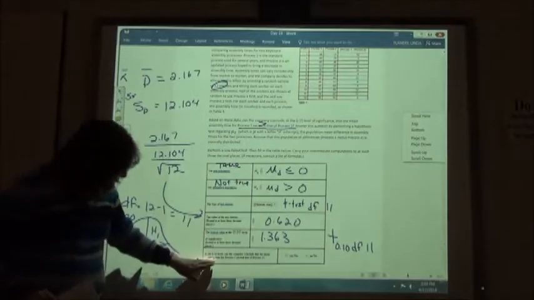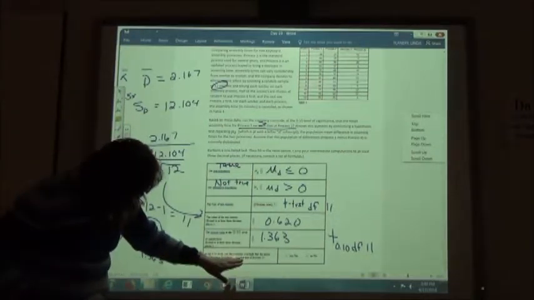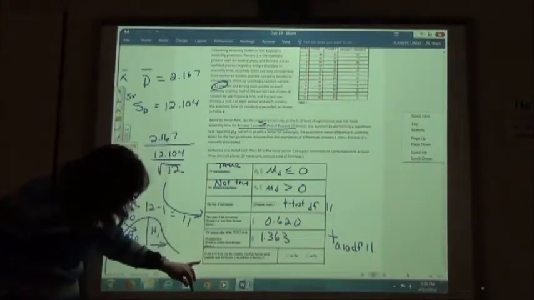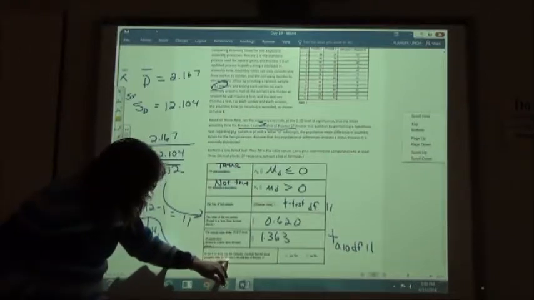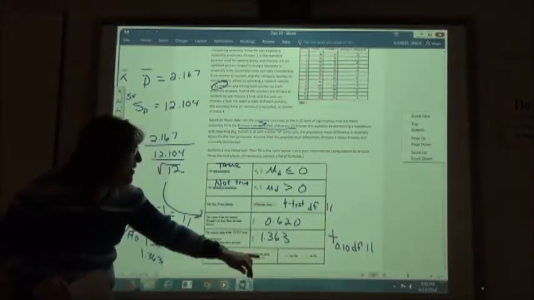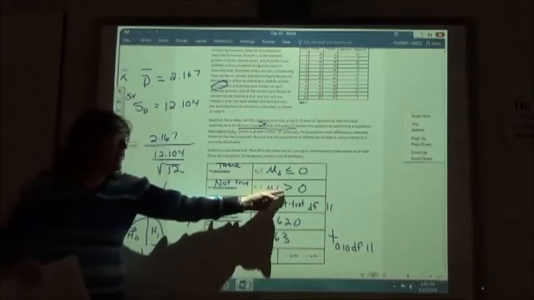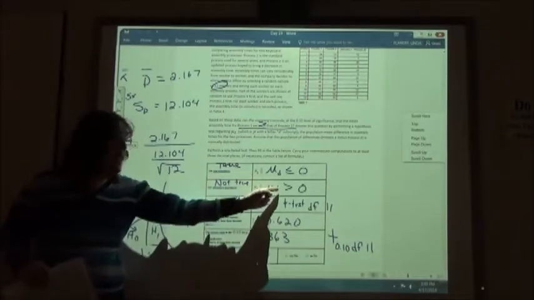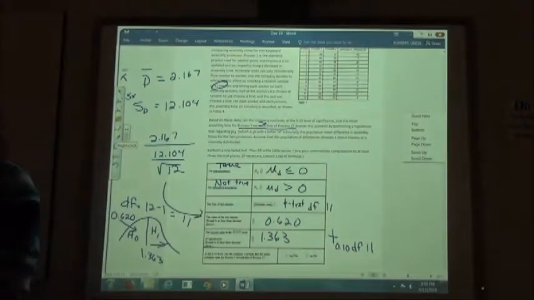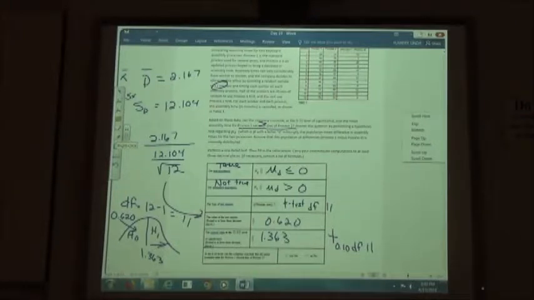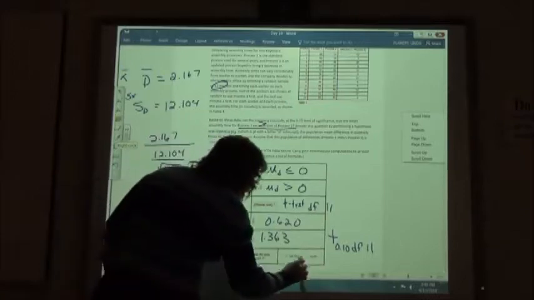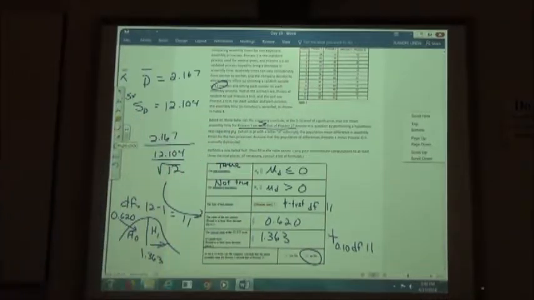So at a 0.1 level, can the company conclude that the mean assembly time for process 1 exceeds that of process 2? The exceed was the greater than. Can we say that's true? No, we can't. That was the not true statement, the greater than.